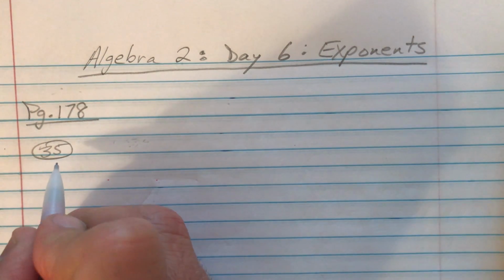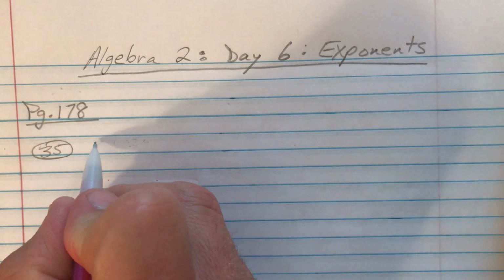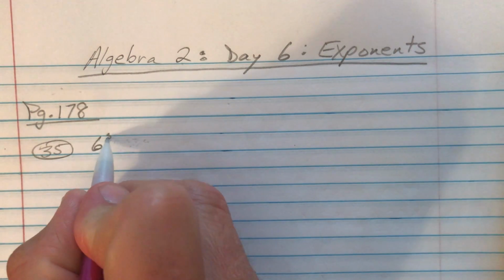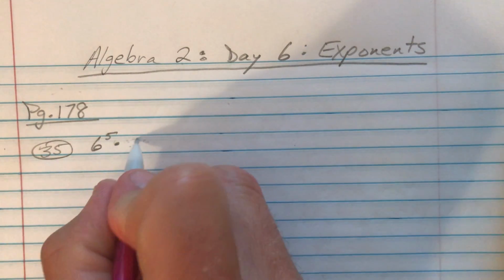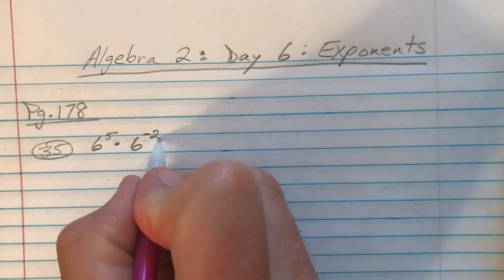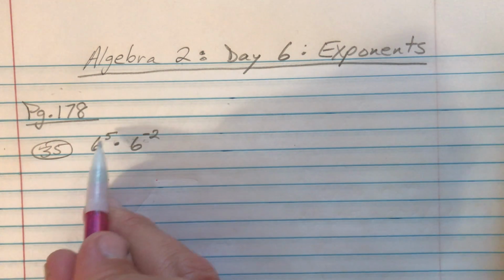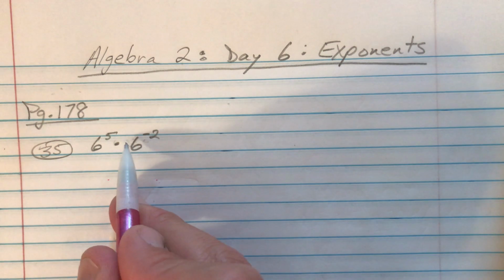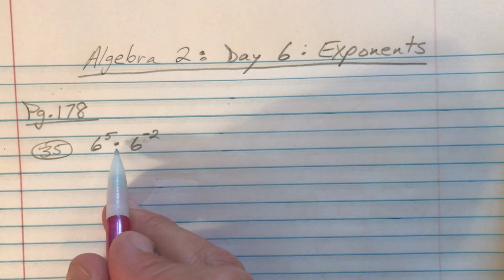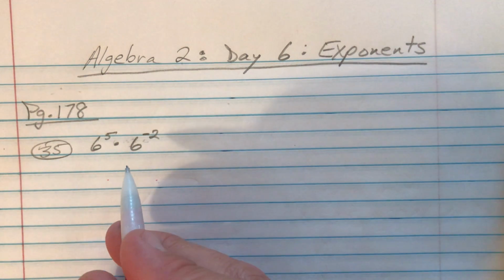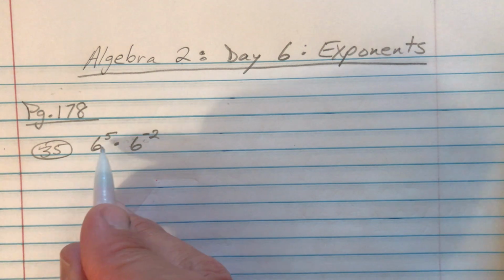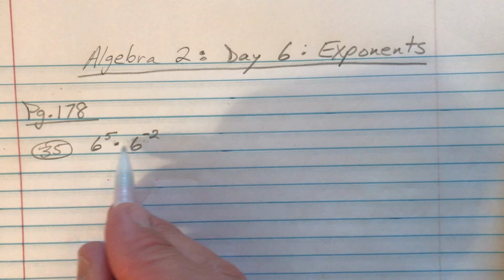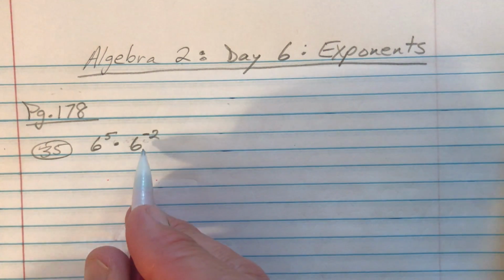So number 35 says we have 6 to the 5th times 6 to the negative 2. Now, if you evaluate 6 to the 5th, that's a really big number. Then we have to multiply it by something else. So with the rules of exponents, when you multiply terms that have the same base, you add the exponents.